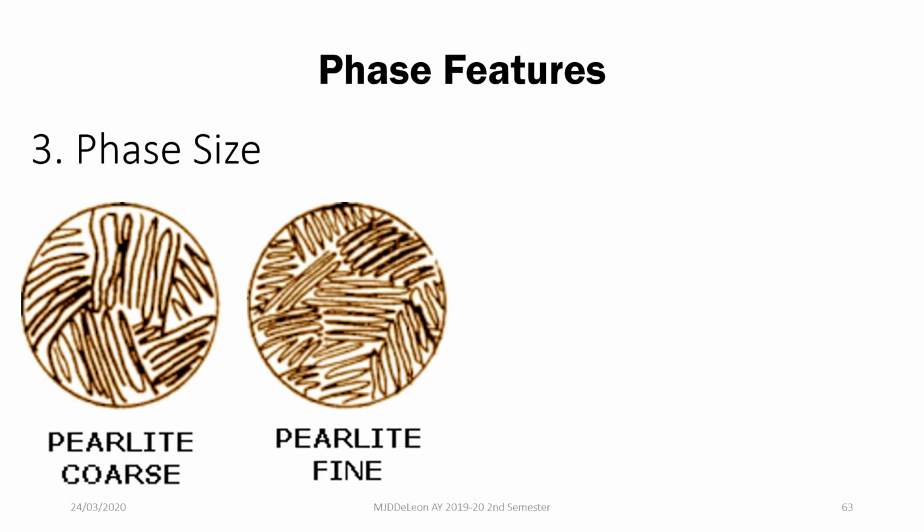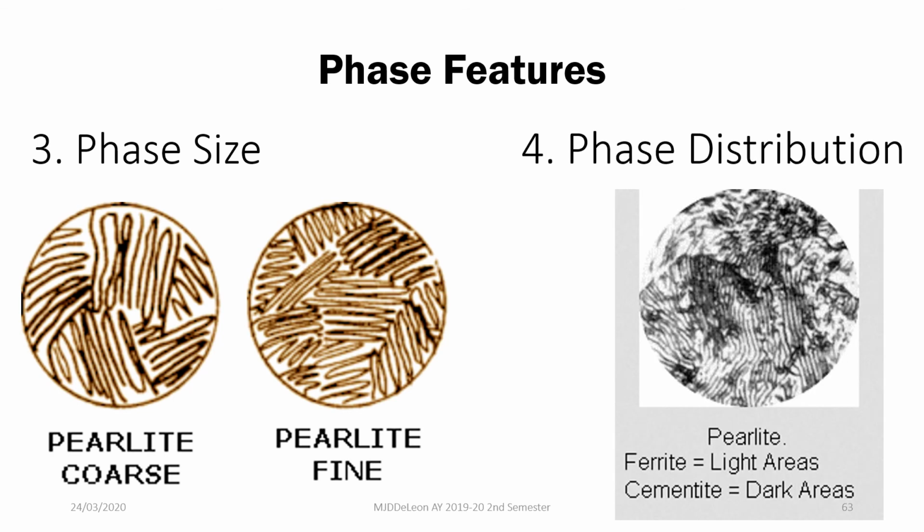We can also look at the sizes of our phases. So in steel, you have what we call pearlite. Pearlite is a mixture of ferrite and cementite in a striated arrangement. So para siyang naka-bands. So we have what we call coarse and fine pearlite, depende kung gaano kalaki yung spacing between your cementite and ferrite phases. And lastly, we have your phase distribution. So paano dinistribute yung ating phases from one another. So paano ka-disperse, gaano sila kumpol, and so on.